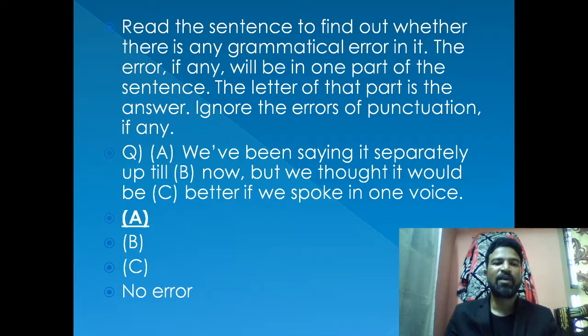Yes, you're absolutely right. The answer is part A of this particular sentence. "We have been saying it separately up till now." So it's not "up till now," it should be "until now" or "till now" or "up to now." Any such options could be considered, but "up till now" is a wrong statement. So the error is in part A of the sentence.